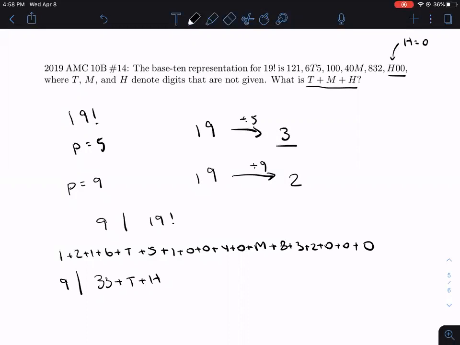Does this make sense? Oh wait, I missed. Oh, sorry. This is t plus m. Does this make sense? This is just like adding them all together. And if we add these together and simplify, this is 33 plus t plus m.